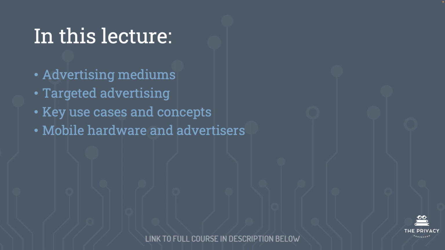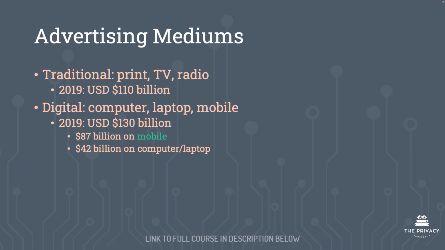In this lecture, which is part 1 of online advertising, we are going to discuss advertising mediums and targeted advertising. We're going to look at 3 use cases and important concepts, and we will finish by discussing mobile hardware and advertisers. A little bit of context will help set the stage here.